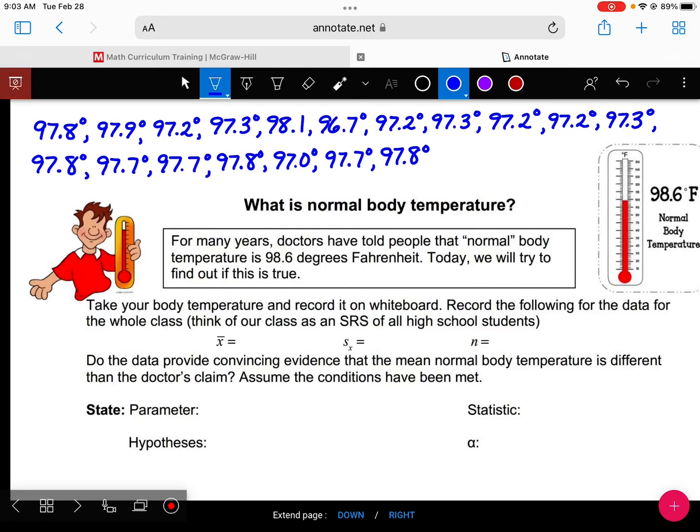Today, we're going to try to find out if this is true. We've got everybody's body temperatures up here. I want you to find, using your calculator, the sample mean, x bar, and the sample standard deviation, Sx. And our n is 18, by the way.